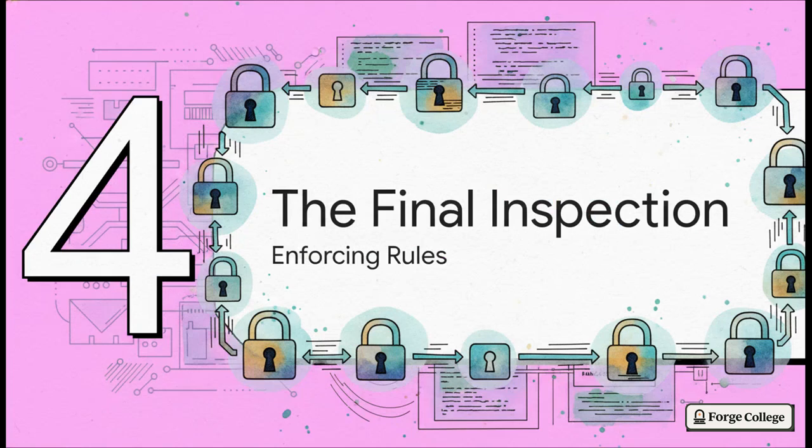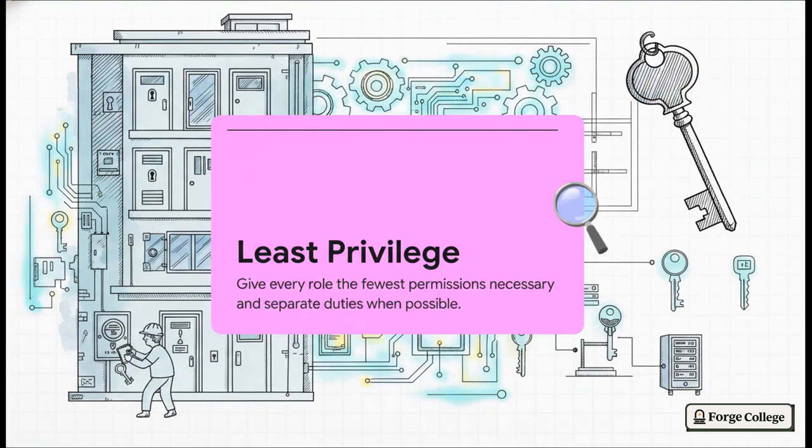All right, part 4, the final inspection. Enforcing the rules. Let's lock in these foundational rules for the rest of your Solidity journey. Look, if you take away just one single concept from this explainer today, let it be the principle of least privilege. This golden rule dictates that you give every role the absolute fewest permissions necessary to do their job, and you separate duties whenever you can. Going back to our building metaphor, you never, ever give the master key to an intern who just needs to go down and read the electric meter.